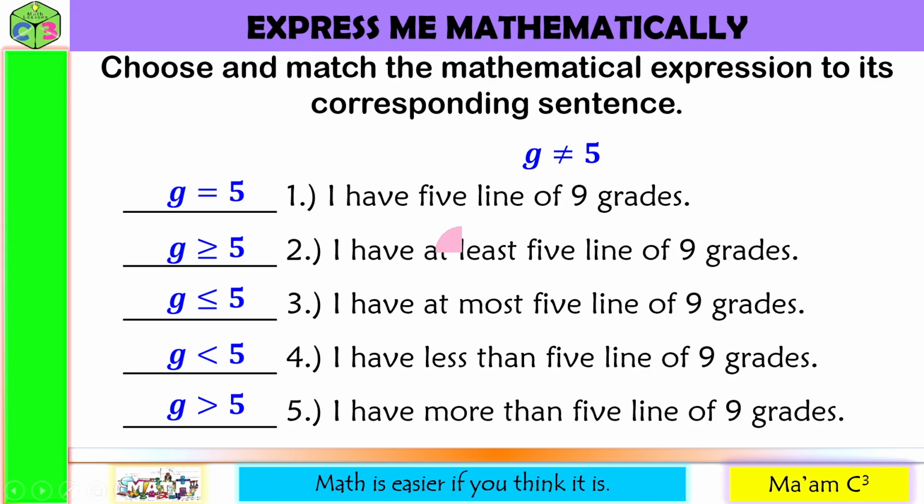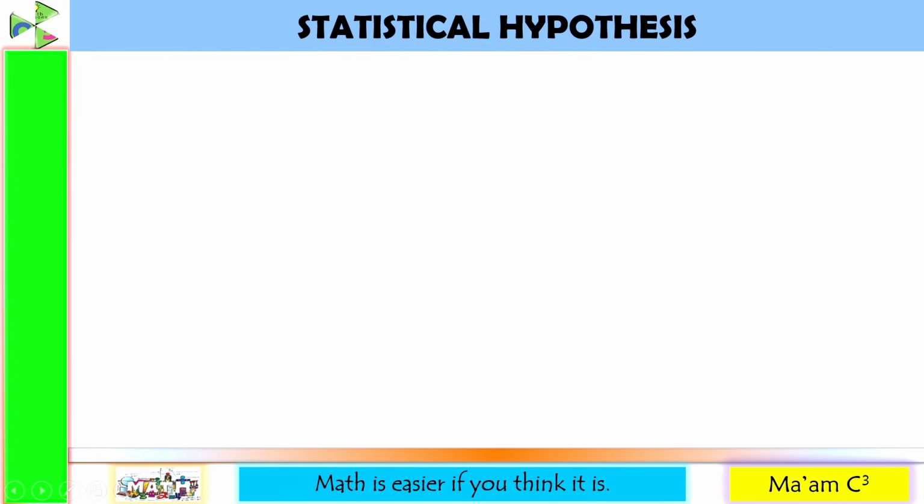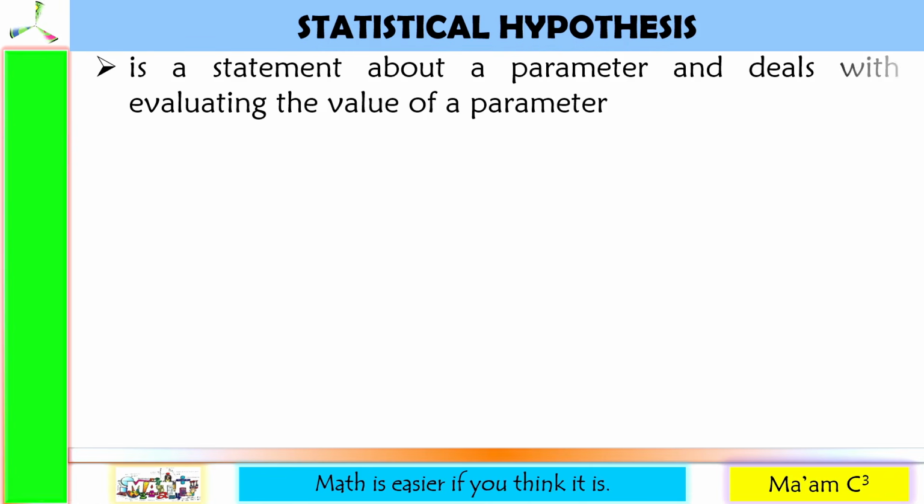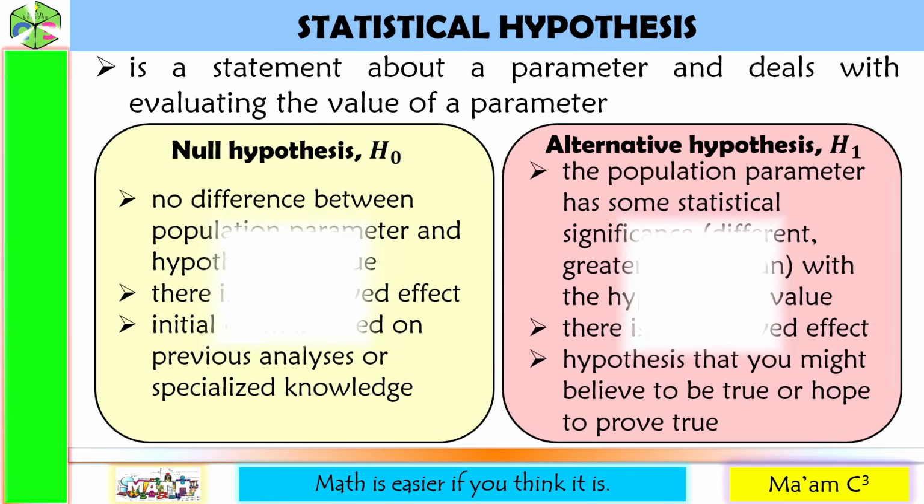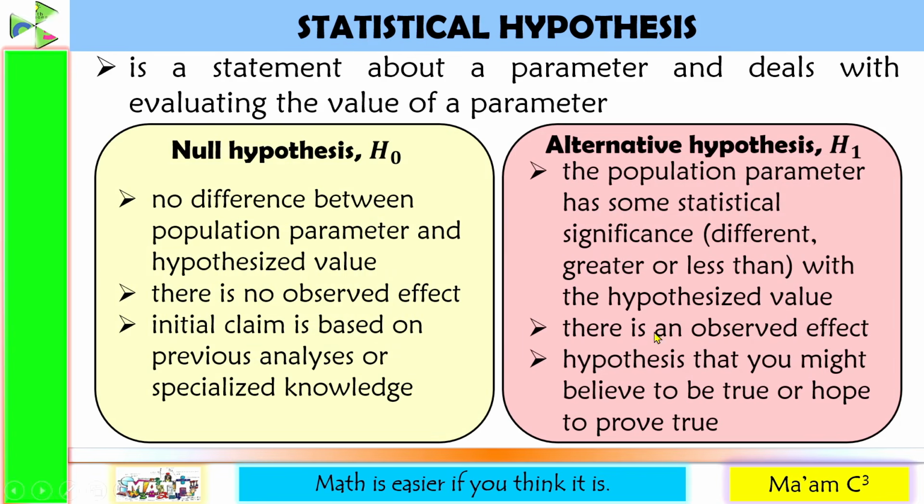Let us deepen your understanding of hypothesis. A statistical hypothesis is a statement about a parameter and deals with evaluating the value of a parameter. You already know that there are two types of hypotheses. Here is additional information about them.